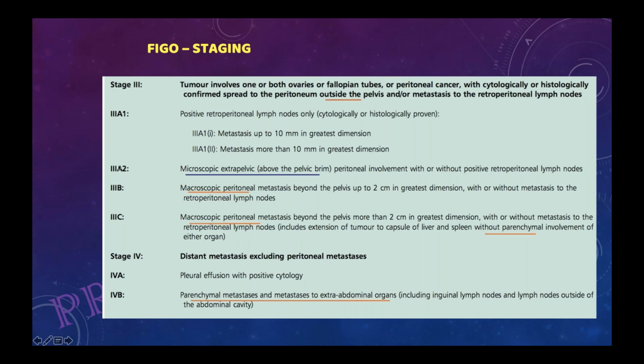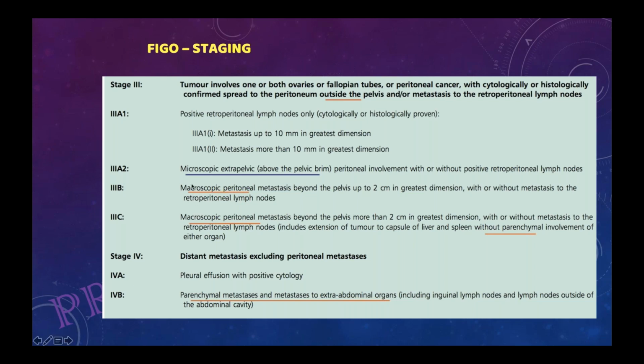Again, 3A2 will be involvement other than the lymph node. So it will be like peritoneal involvement with or without positive lymph nodes. So 3A1 is the lymph node stage. 3A2 is any spread above the brim with or without lymph node. So these are microscopic. Now we come out of microscope. We can see them with the bare eyes.